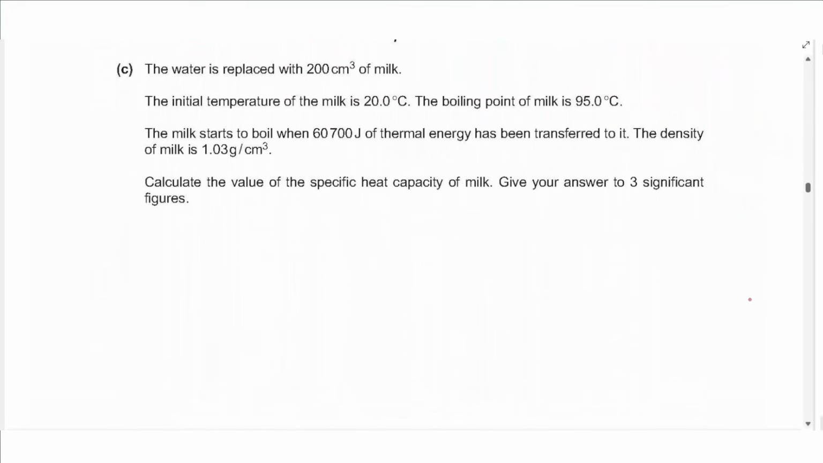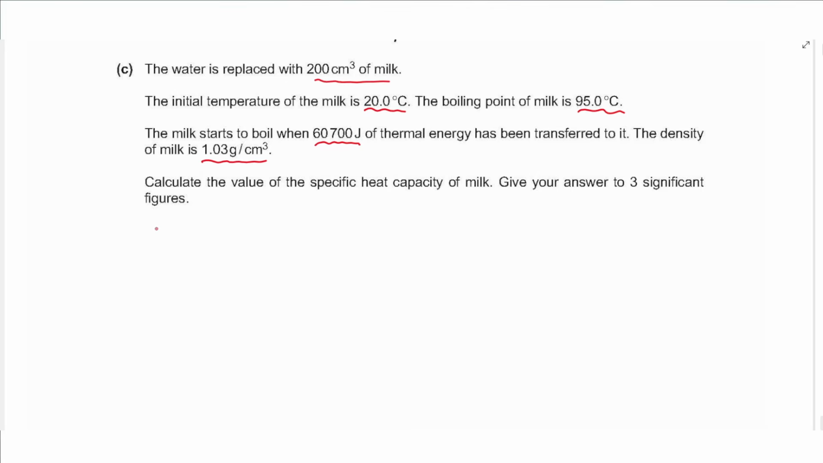Question C says that water is replaced with 200 centimeter cubed of milk. The initial temperature of the milk is 20 degrees Celsius. The boiling point of milk is 95 degrees Celsius. The milk starts to boil when 60,700 joules of thermal energy has been transferred to it. The density of the milk is 1.03 grams per centimeter cubed. Calculate the specific heat capacity of the milk.